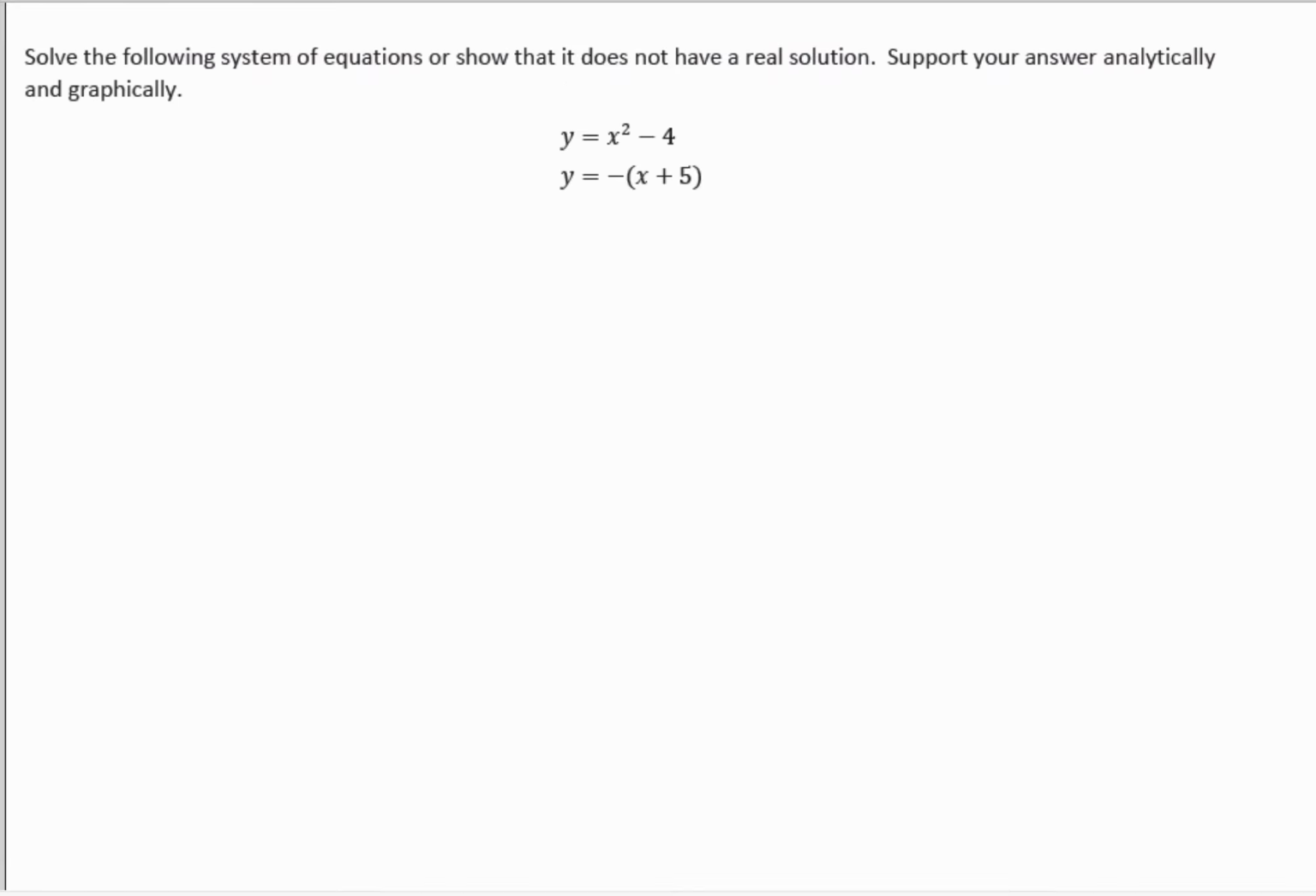All right, so it's been pretty easy. Let's just review a little bit. Solve the following system of equations, or show that it does not have a real solution. Support your answer analytically and graphically. Okay, I put this one on here on purpose.